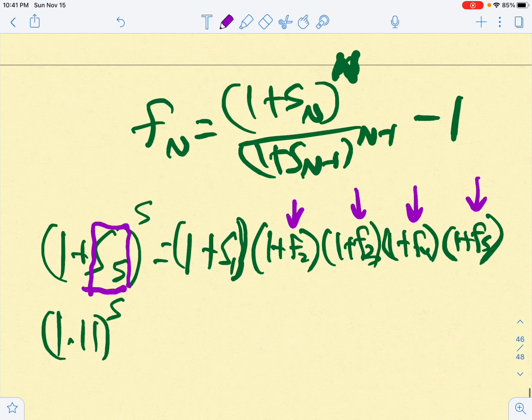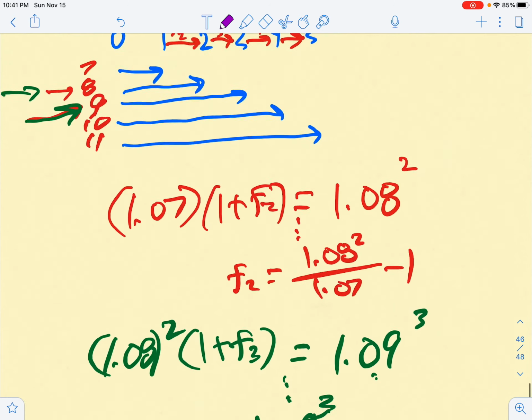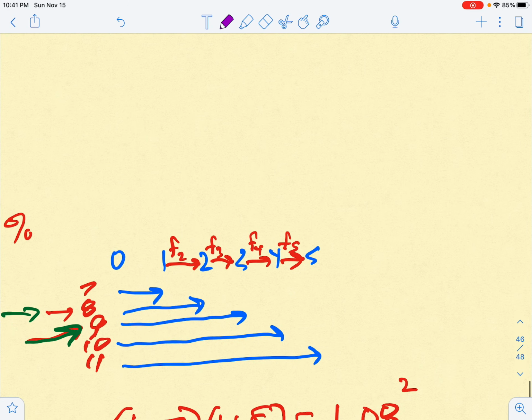So once we have these forward rates, I'll go back up here to my little picture. Once we have these forward rates, then we can figure out what the expected future zero coupon yield curve is at date 2. So, excuse me, at date 1. So here's date 1.